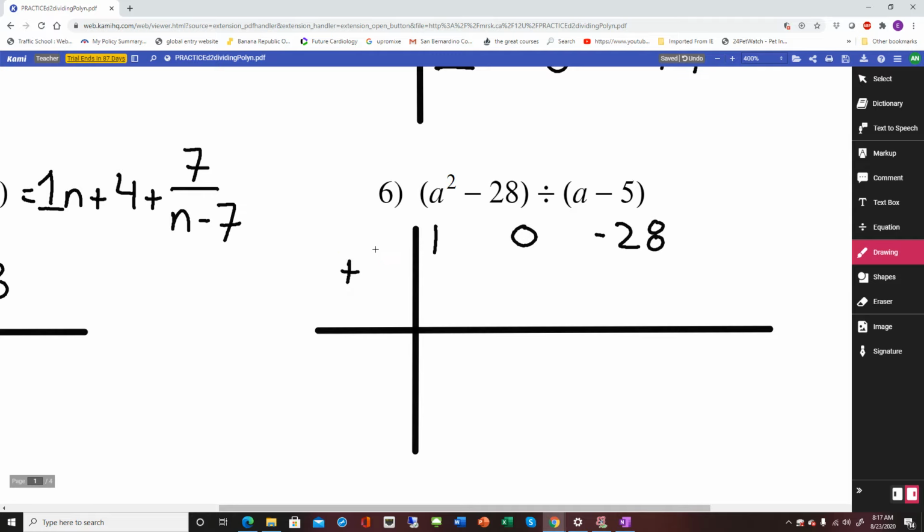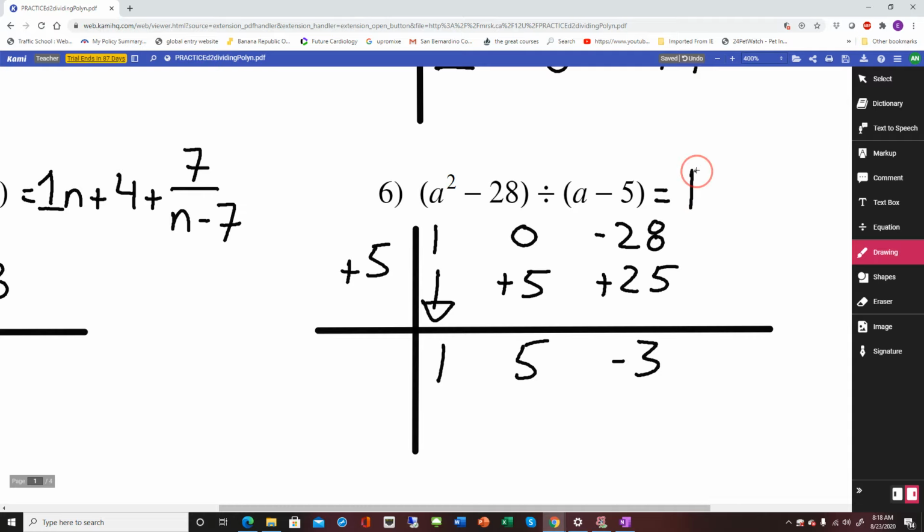Then I have a plus 5. So I'll bring this down. 1 times 5 is positive 5. 0 plus 5 is 5. 5 times 5 is positive 25. 25 minus 28, or negative 28, plus 25 is negative 3. So my final answer is 1a, working with a this time, plus 5, plus negative 3 over a minus 5.